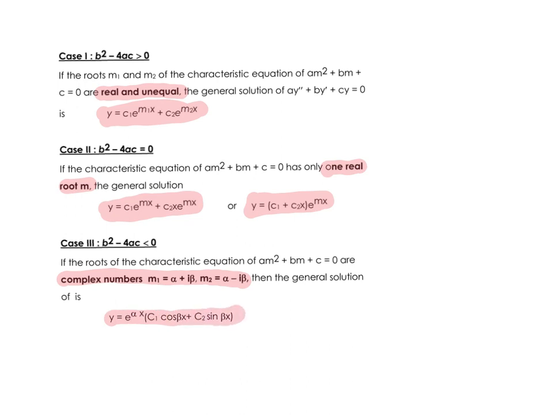How to find the roots? Either you factorize or you use the formula. For factorizing, you can use a calculator. But when you use the formula, what's the formula we need to use? m equal to negative b plus minus square root of b squared minus 4ac, over 2a.